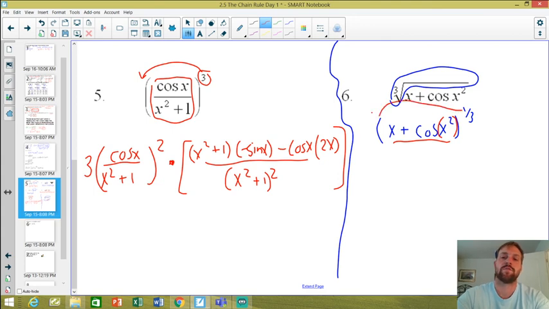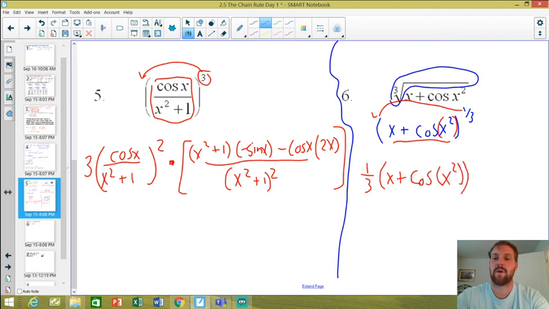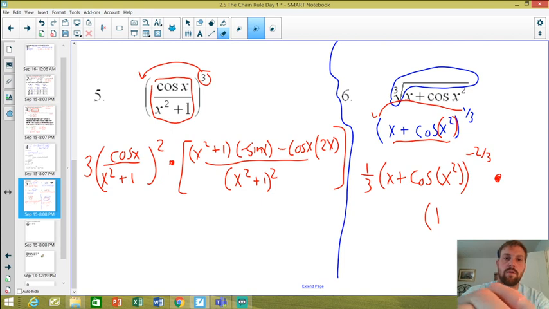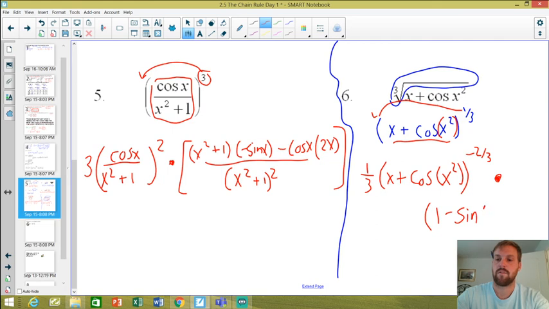We're going to do the outside first, so we're going to do 1/3, leave the inside untouched, and subtracted power is going to be negative 2/3. And now we're going to multiply by the derivative of the inside. The derivative of the inside is 1 plus, what's the derivative of cosine of x squared? Well, it's going to be negative sine of x squared. But remember, we have another inner function. We got to multiply by the derivative of the inside there, which is 2x.